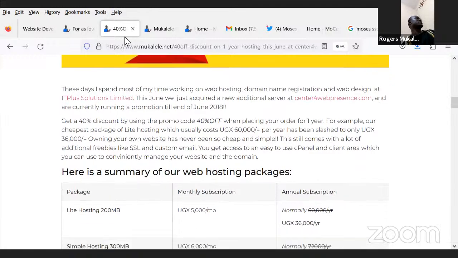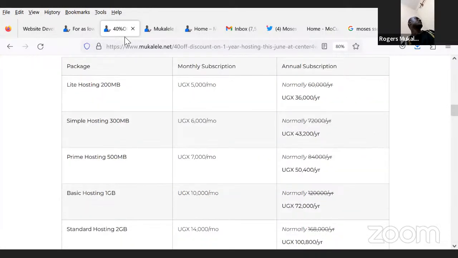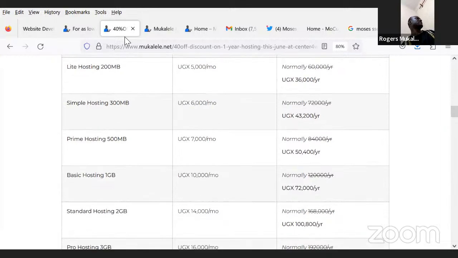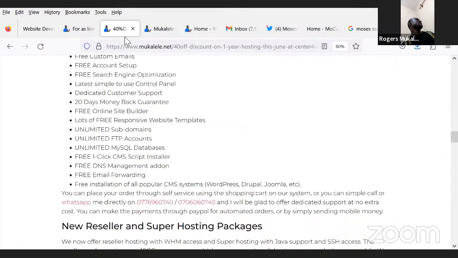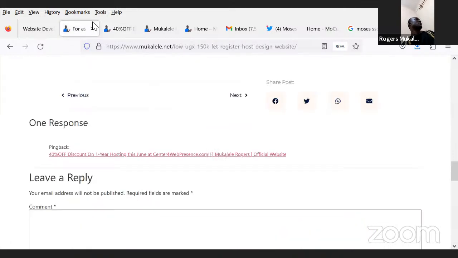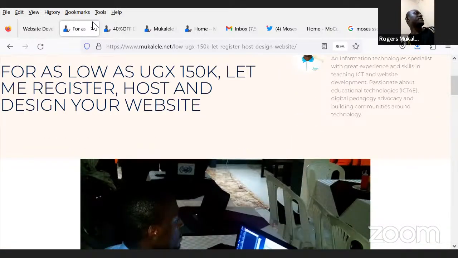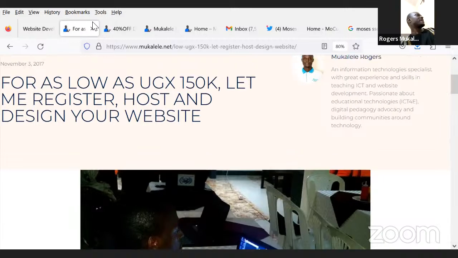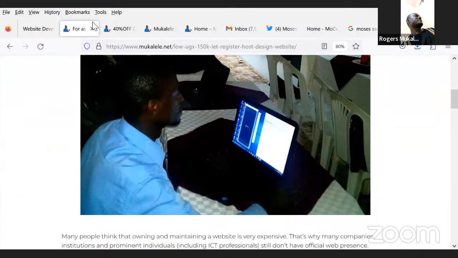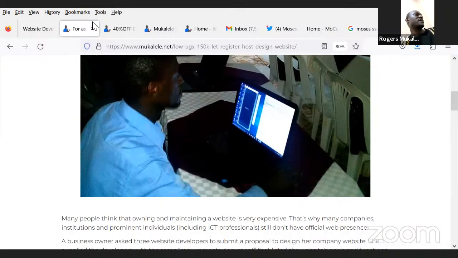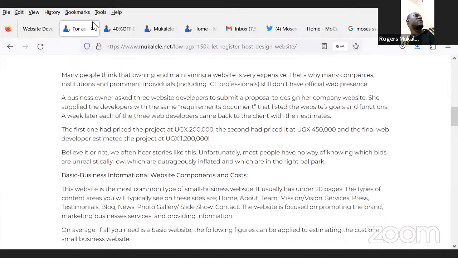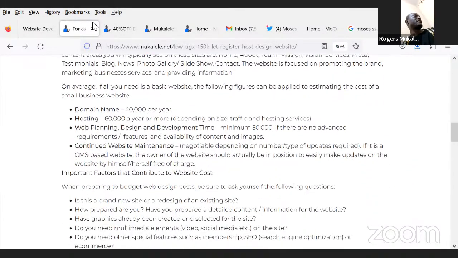This was an article I wrote in 2018, talking about a hosting plan of 36,000. And I also posted an article on my website where I was telling people that I can do a website for them at 150K. So I was a broke guy with my laptop, and I said I can do a website for you at 150K. I wrote an article on my website breaking down that I would need a domain name of around 40,000 and hosting of around 60, and then I would hit the 150K for website planning, design, and development.